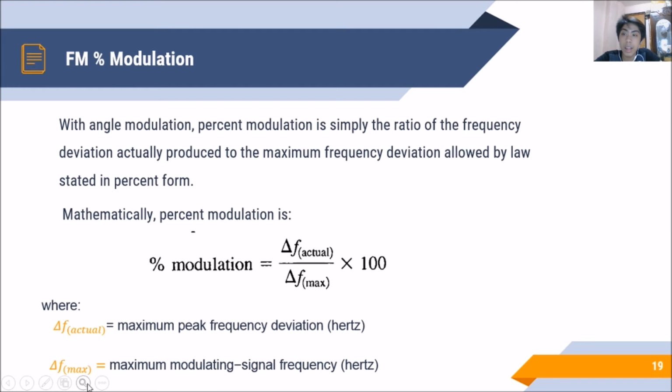So for FM percent modulation, with angle modulation, percent modulation is simply the ratio of the frequency deviation actually produced to the maximum frequency deviation allowed by law, stated in percent form. Mathematically, percent modulation is equal to delta f actual over delta f max times 100. Delta f actual is equal to the maximum peak frequency deviation in hertz, and delta f max is equal to the maximum modulating signal frequency in hertz, which is allowed by the law.